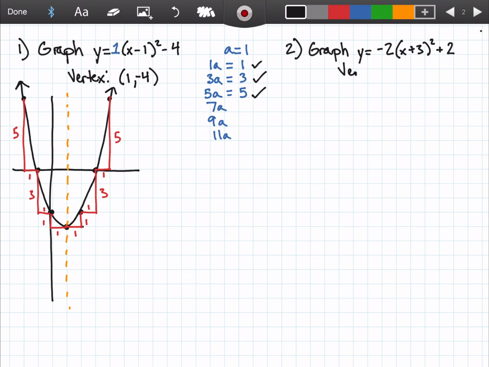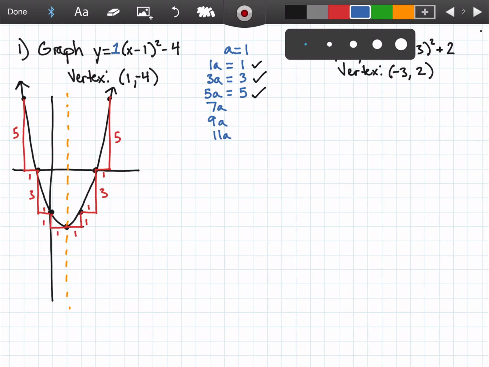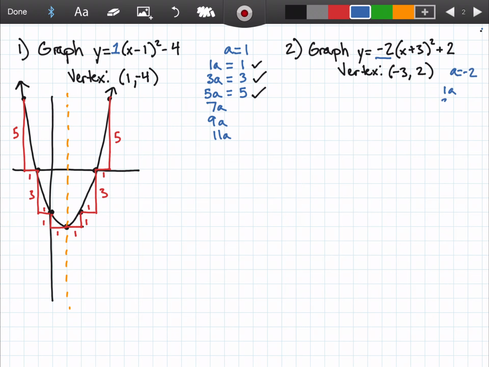Okay, once again, I'm going to tell you that the vertex is (-3, 2). And the a value is just right in front here. So my a value is -2. Following that pattern, 1 times a, which is 1 times -2, is -2. 3 times a is 3 times -2, which is -6. 5 times a, which is 5 times -2, is -10. So I'm going to start by graphing the vertex.